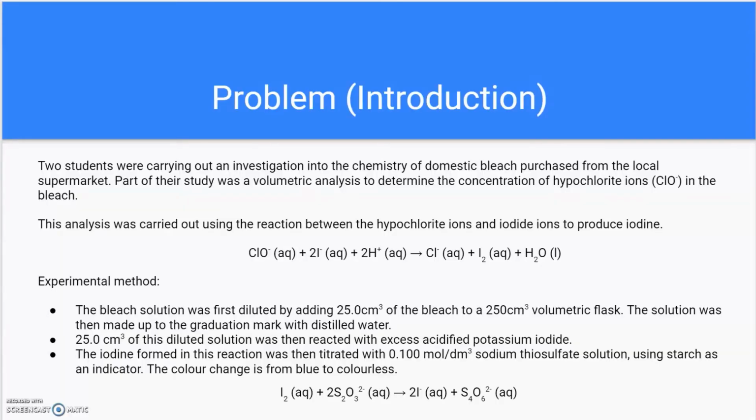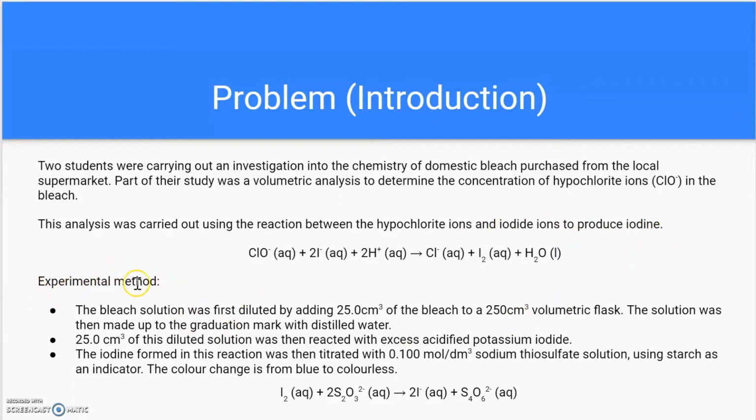So the problem says the following. Two students were carrying out an investigation into the chemistry of domestic bleach purchased from the local supermarket. Part of their study was a volumetric analysis to determine the concentration of hypochlorite ions in the bleach. This analysis was carried out using the reaction between the hypochlorite ions and the iodide ions to produce iodine.